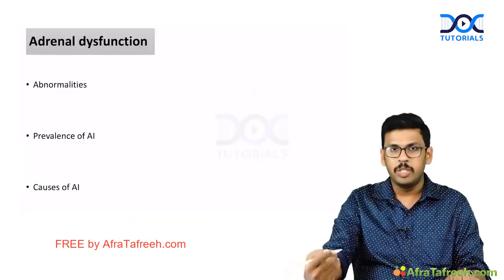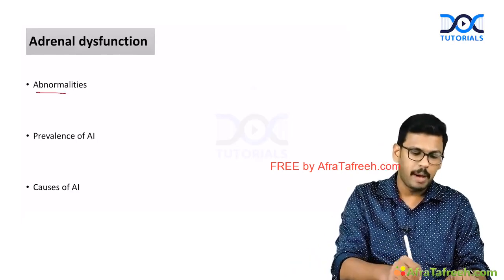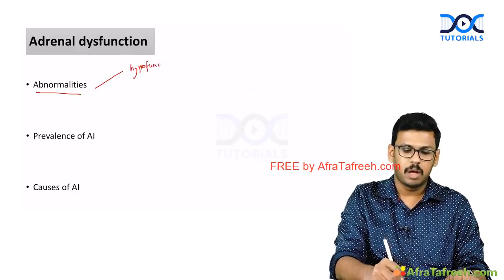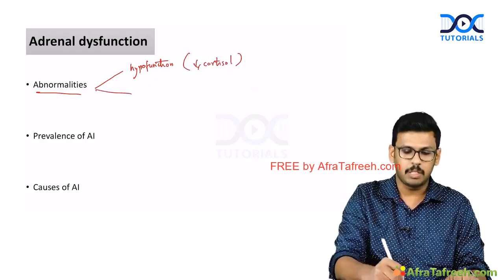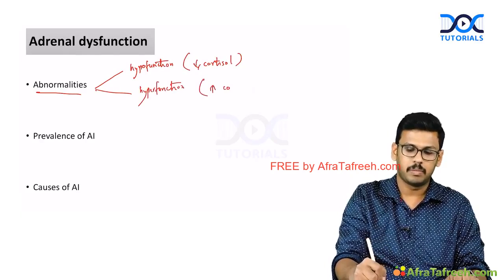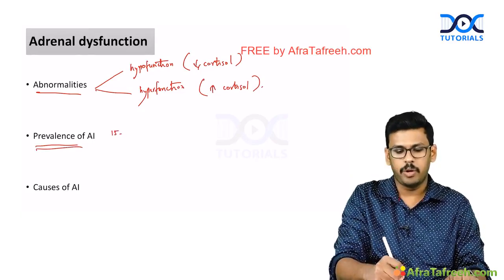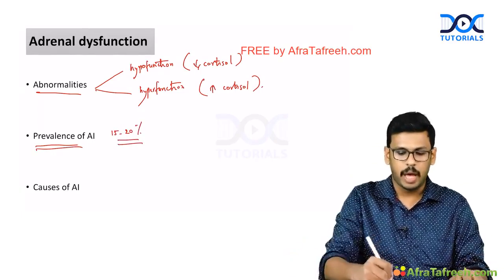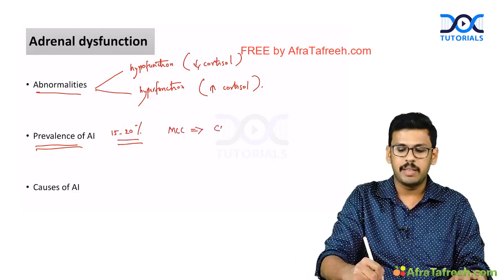Now coming to the individual hormone changes with HIV infection. The abnormalities can result in adrenal hypofunction with reduced cortisol, or sometimes it can present with hyperfunction also, with increased cortisol. Now, what is the prevalence of adrenal insufficiency? It is around 15 to 20%, and the most common cause of AI in patients with HIV is disseminated CMV infection.